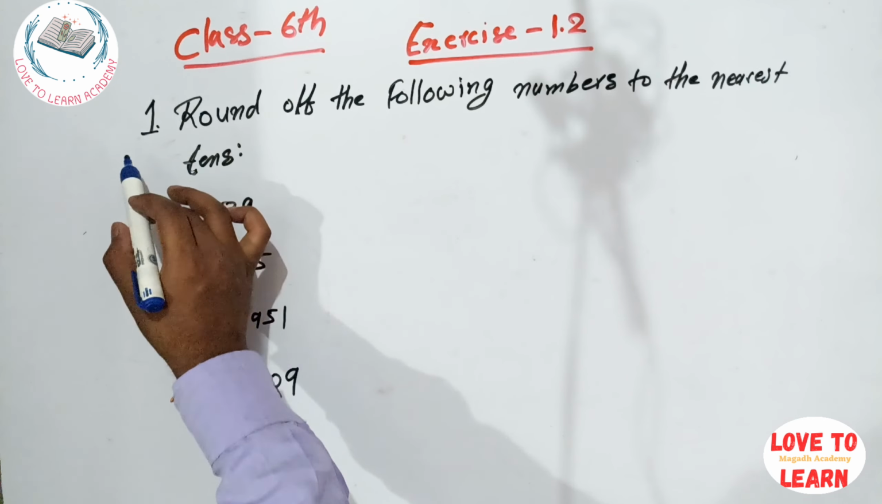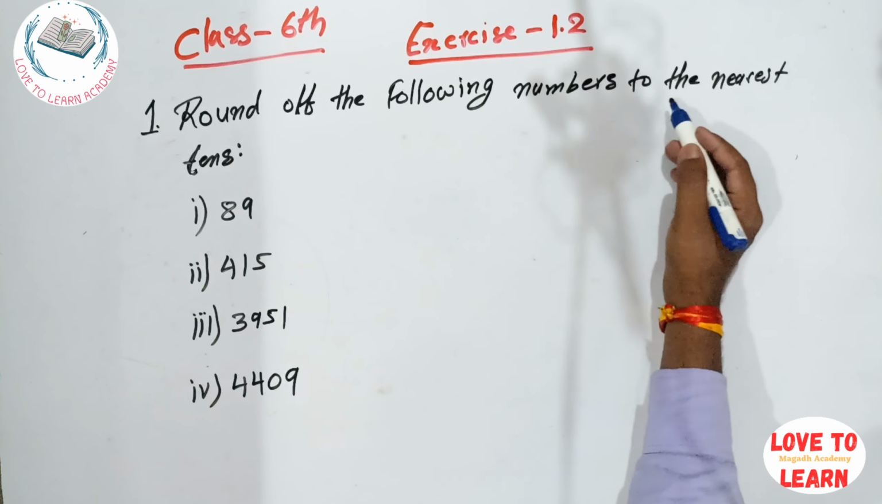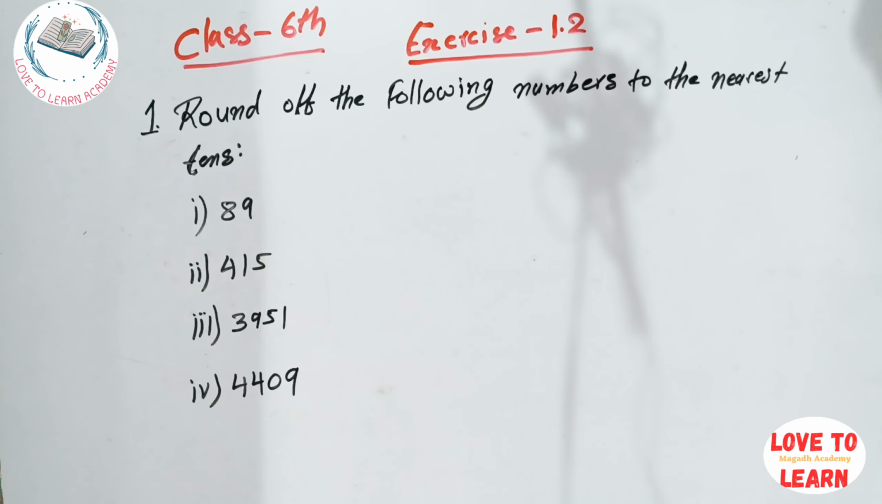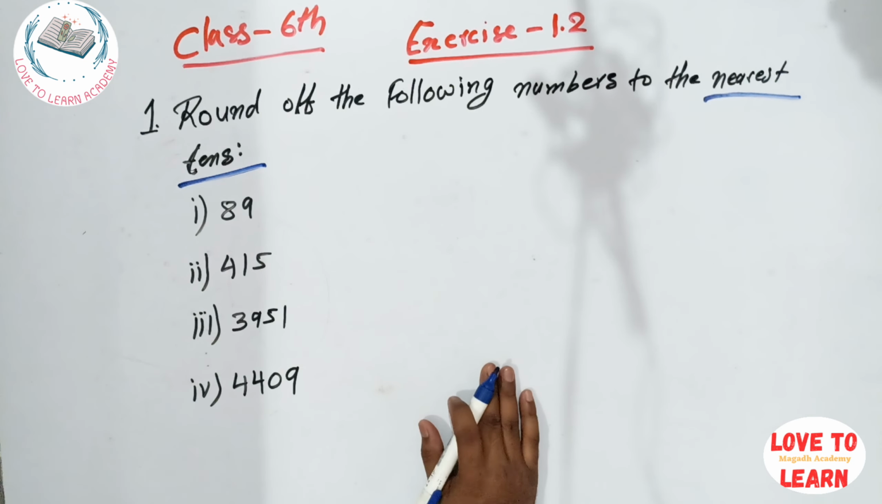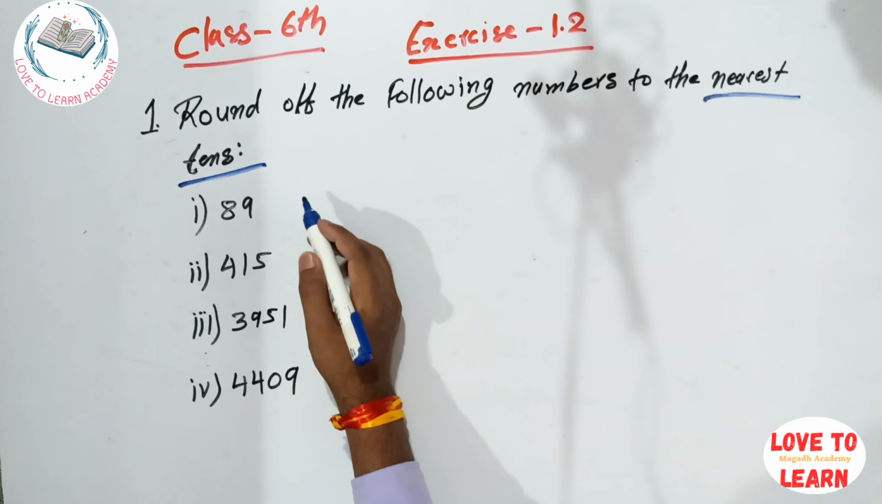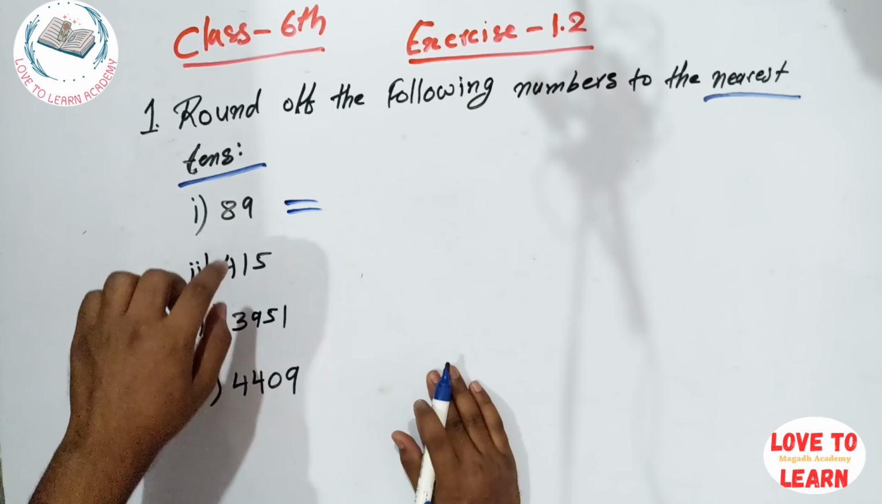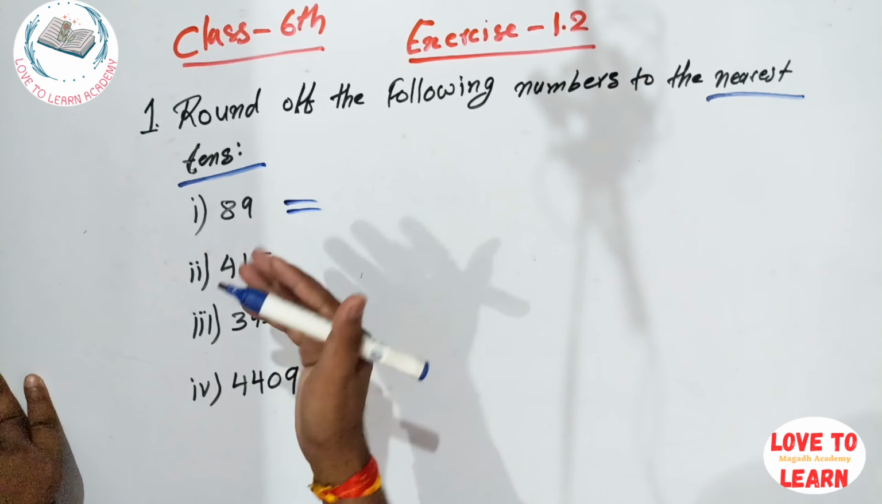Okay, so this is our question number 1. Round off the following numbers to the nearest tens. So in this what will we do? We have to round the numbers to the nearest tens. Which is the nearest tens, we have to round it. So let's see question number 1. What is the nearest tens number of that?